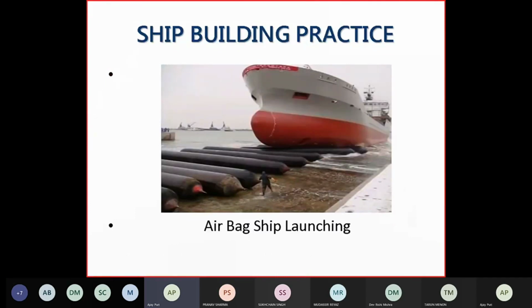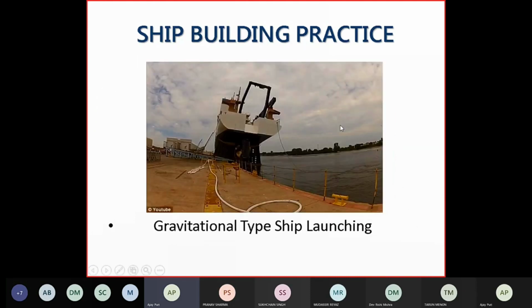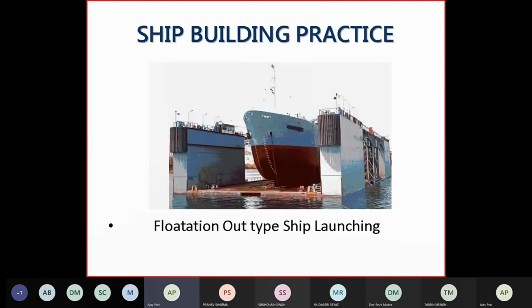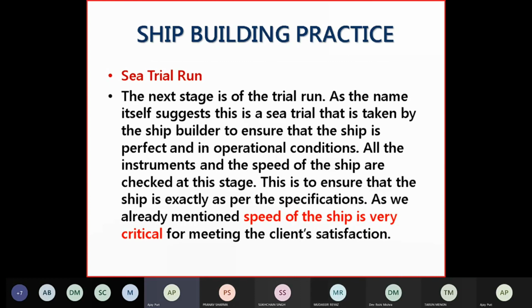So this is the airbag type of ship launching, where you have these bags filled with air for launching. These are for small craft. This is gravity type side launching, and this is your basin, the basin of the dock. This is launched here, and then your fitting is done once it is launched in the basin. These are all small boats which are launched by cranes, mechanical type. Now this is your floating dry dock, and your launching is done by this. These are the various types of launching.